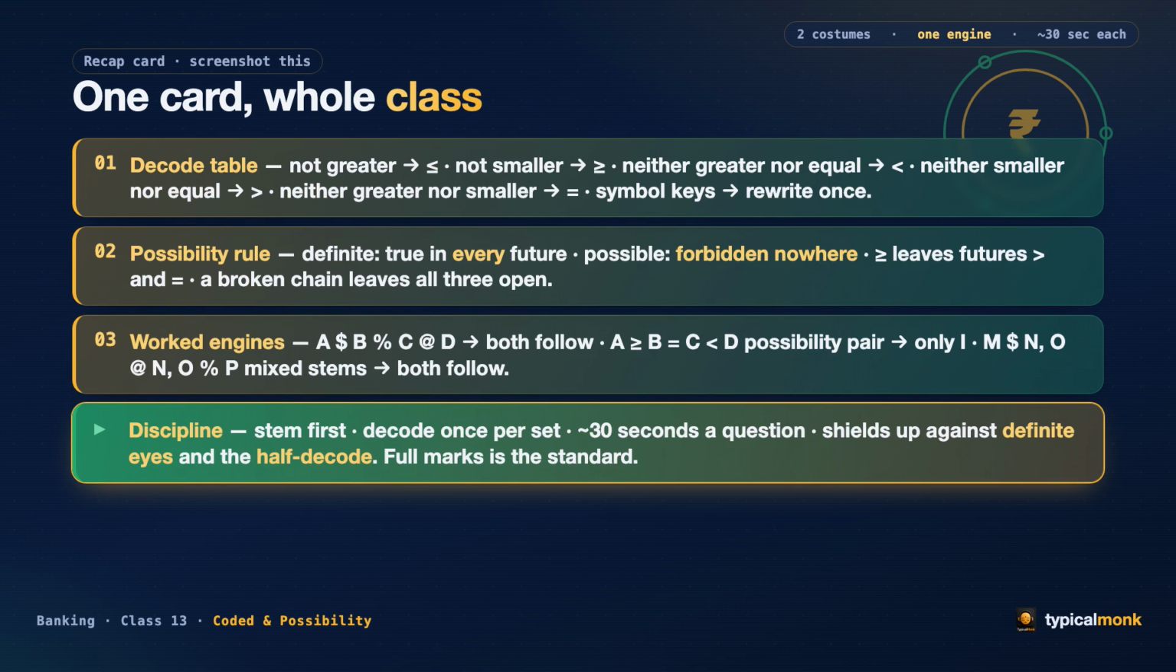And the final block, the discipline. Stem first. Decode once per set. Roughly 30 seconds per question. And both shields up, against definite eyes and the half decode. Full marks here is the standard.